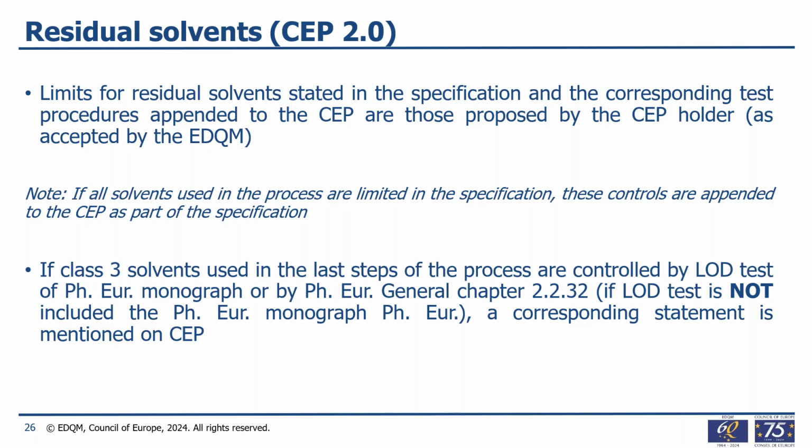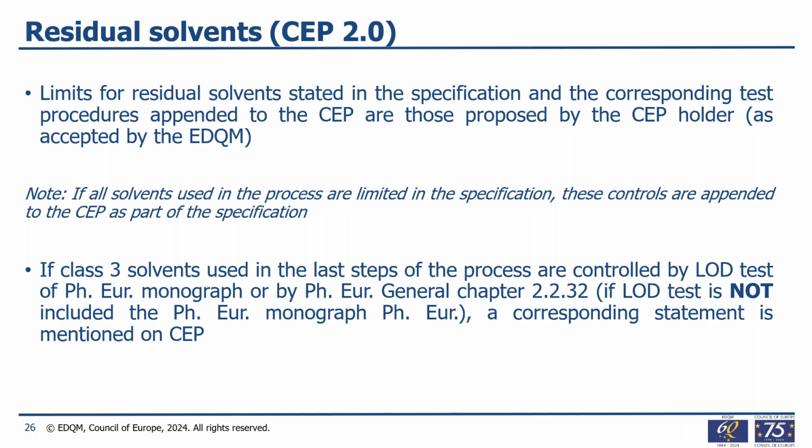So in this case, we take the specification provided by the companies, and the specification, of course, after assessment is annexed to the CEP. This means that if all solvents used in the process are limited in the specification, these controls are appended to the CEP as part of the specification. So this is a difference between old, hybrid, and CEP 2.0.